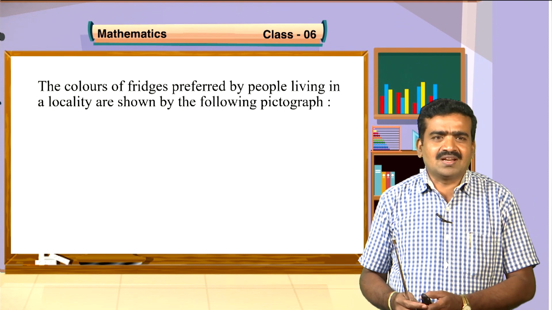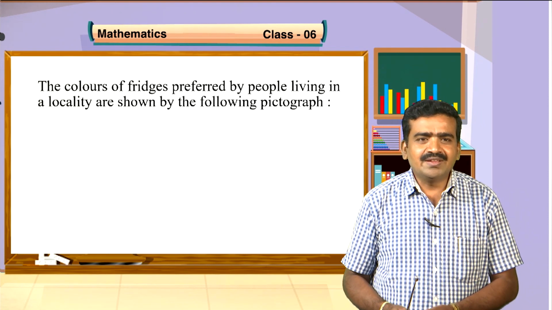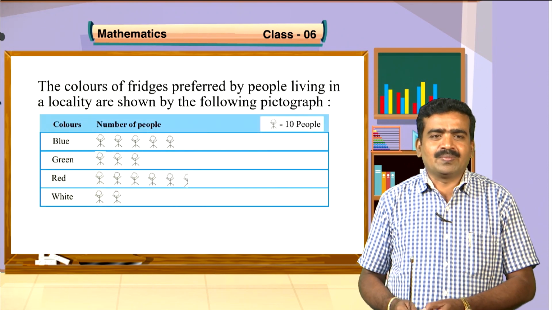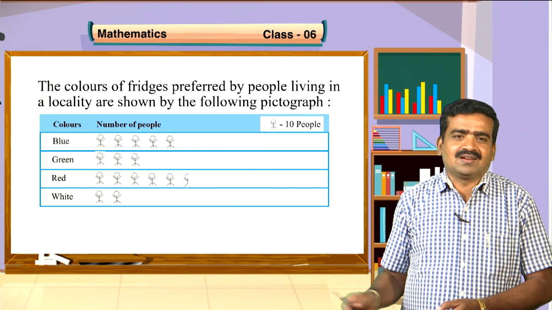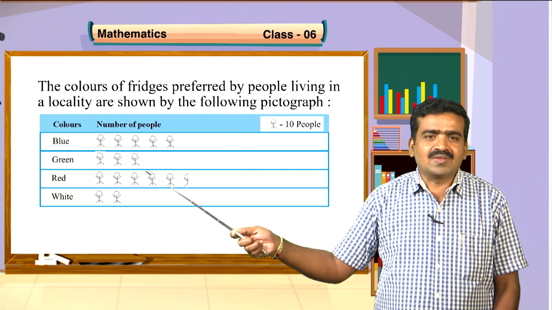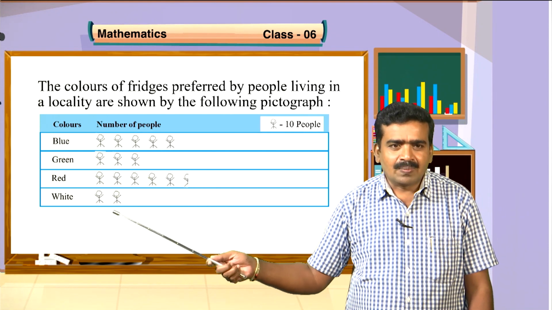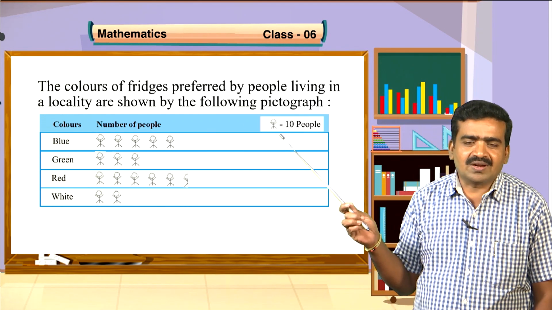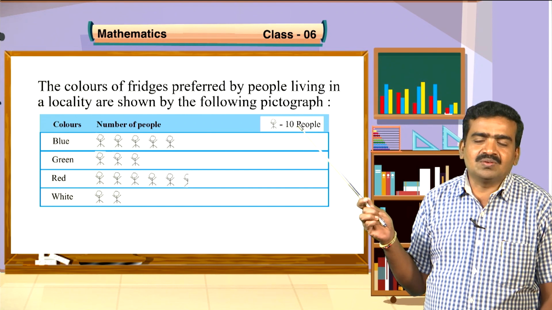Now, let us come to another problem. The colors of fridges preferred by the people living in a locality are shown by the following pictograph. The blue color fridges are preferred by some number of people, and green color by some number, red color by some number, and white color by some number. But the key given for this graph is: one picture equals 10 people.